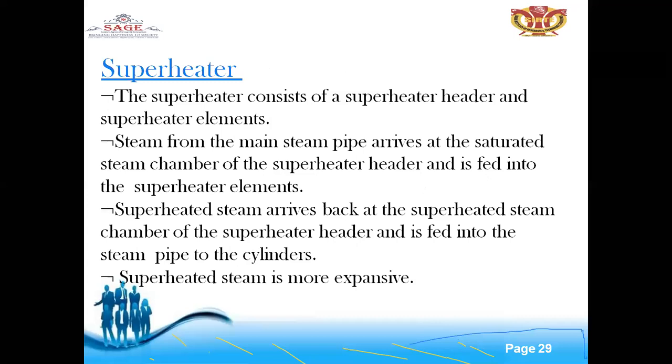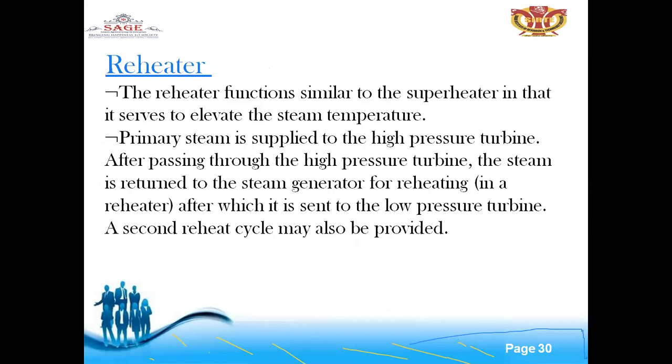Superheater consists of the superheater header and the superheater elements. Steam from the main steam pipes arrives at the saturated steam chamber of the superheater header and is fed into the elements. The superheated steam arrives back at the superheated steam chamber of the superheater header and is fed into the steam pipe to the cylinders. Superheated steam is more expensive, because more heat is required to heat it up.